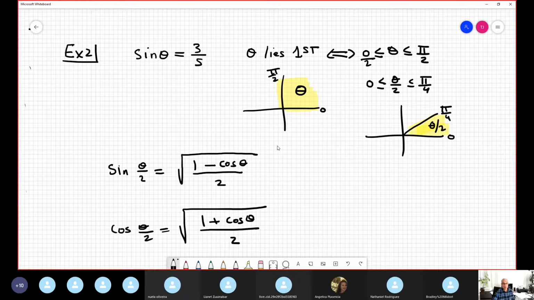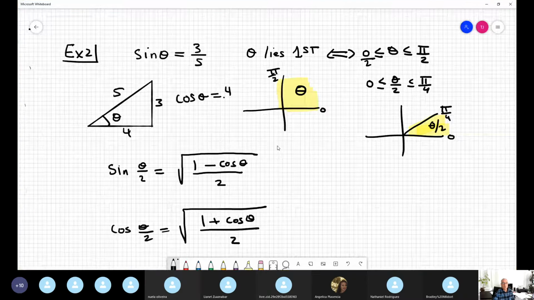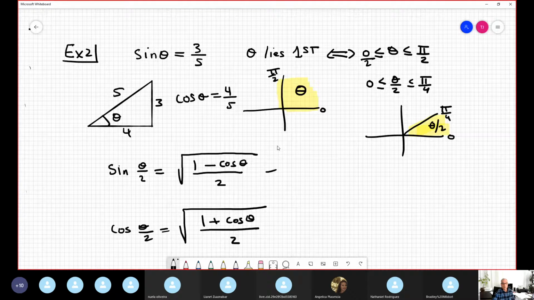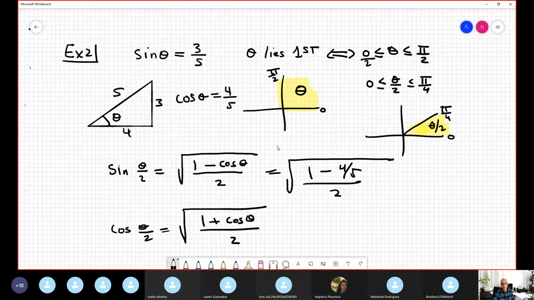But I need cosine. Okay, but it's easy. You are doing the famous triangle. This is theta. This is 3, this is 5, and this is 4. Therefore, cosine theta is 4/5. Let's do it. Square root of (1 minus 4/5) divided by 2.